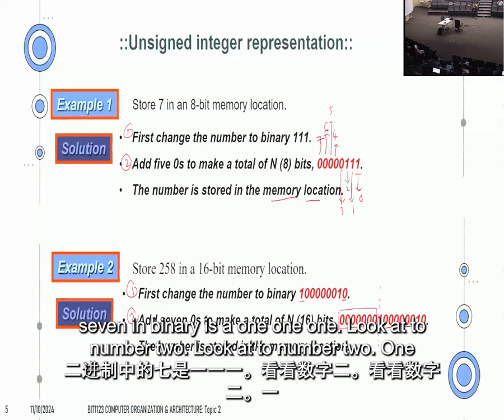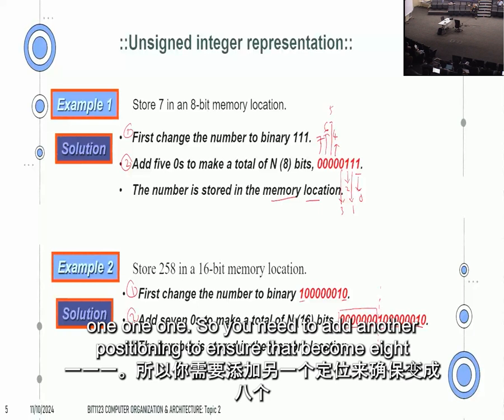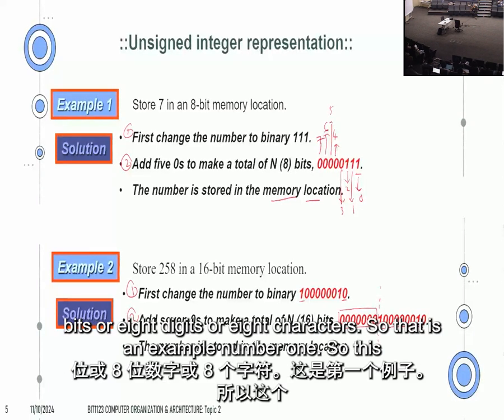Look at number 2. 1111. So you need to add another positioning to ensure that it becomes 8 bits, or 8 digits, or 8 characters. So that is example number 1.